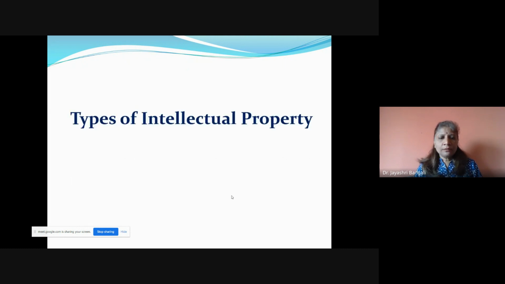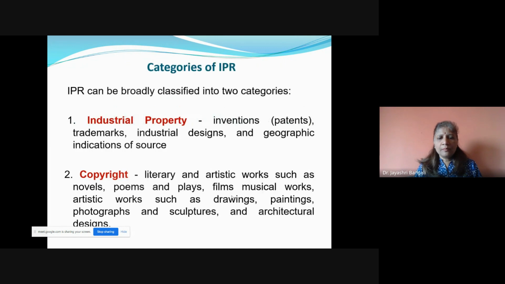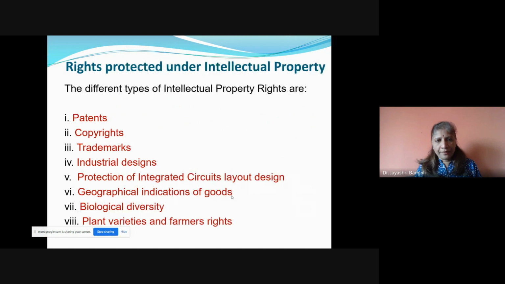So what are the types of intellectual property? These are the basic types. One is industrial property. In this, trademark, industrial design, geographical indications, and patents come under industrial property. The other is copyright. Copyright covers literary and artistic works such as the novel, poem, plays, films. All this comes under copyright. So these are the different types of intellectual property rights.